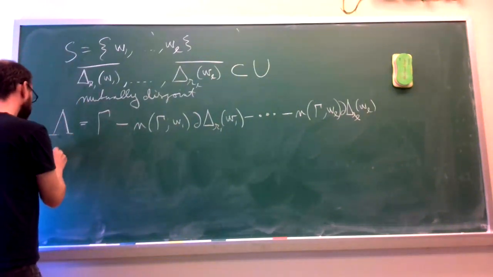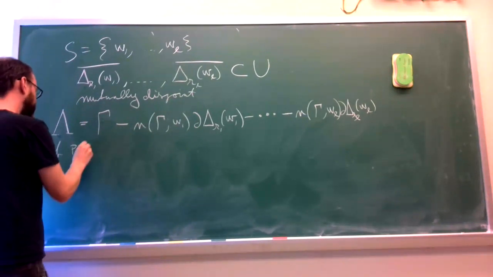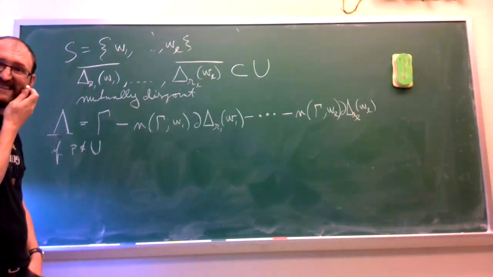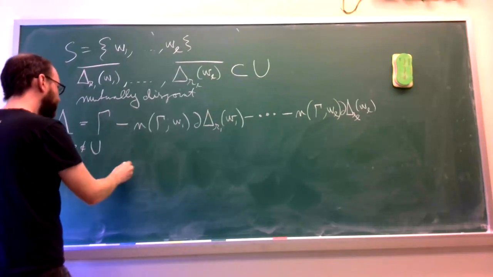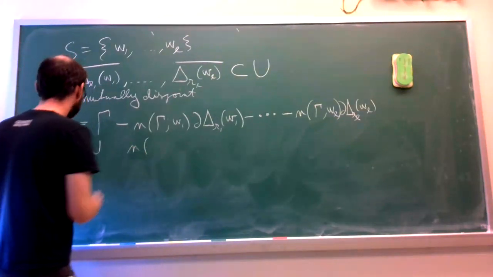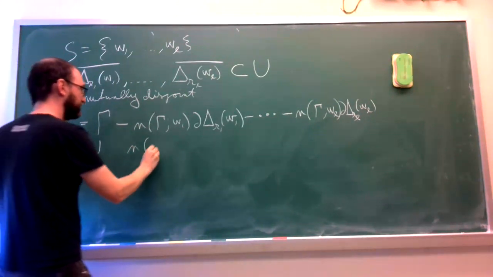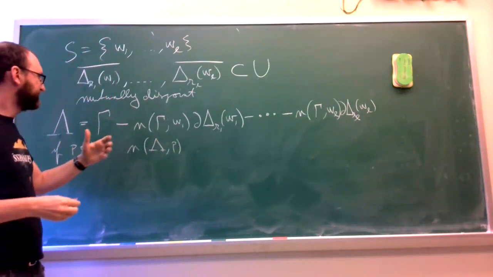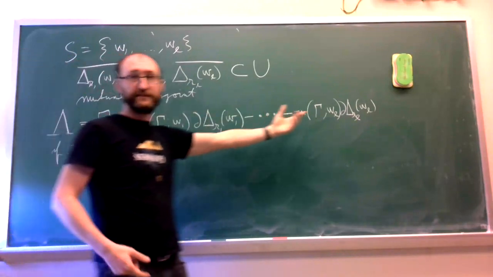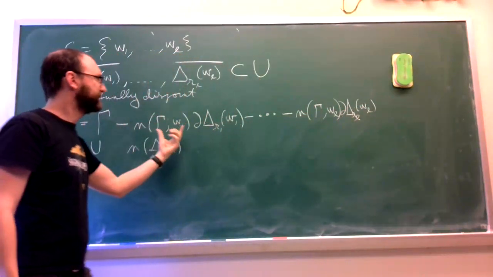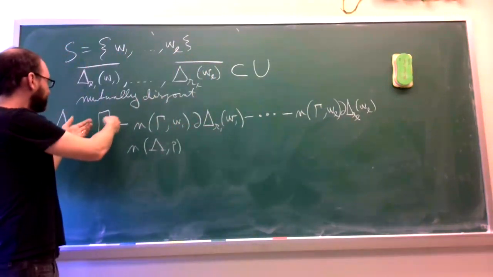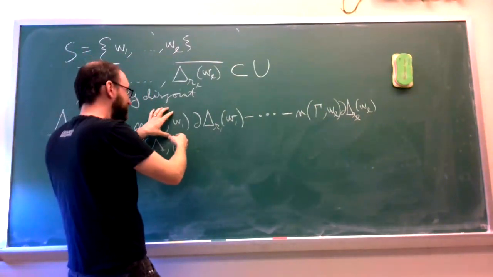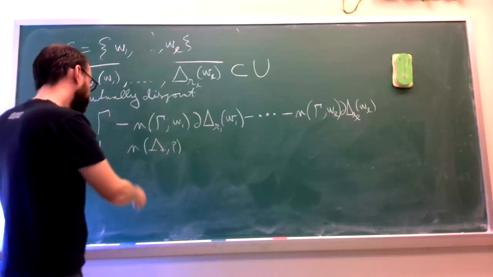So if P is not in U, right, then if I look at the winding number of gamma around P, in all of these, if I take the winding number over this cycle, these are just integers, right? It's really the winding number of gamma around P minus this many times the winding number of this circle around P, and so on, right?